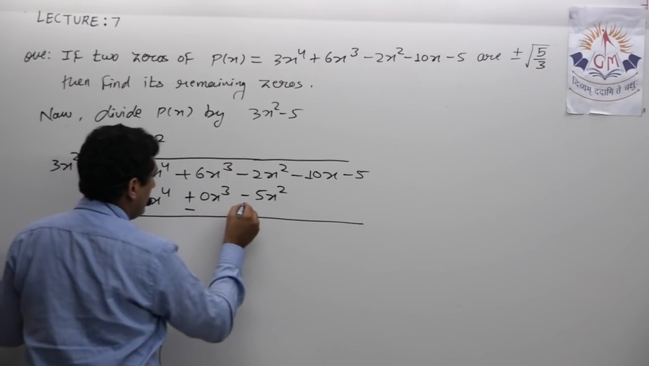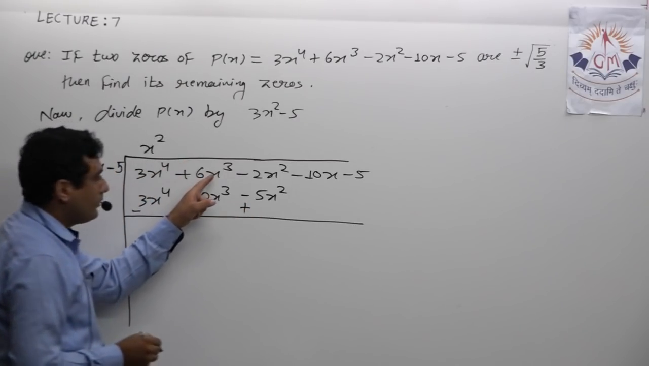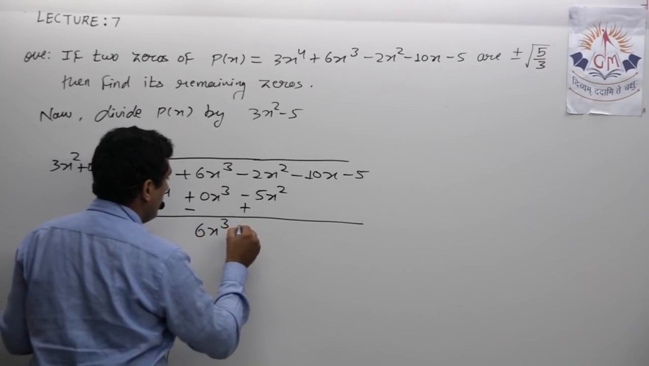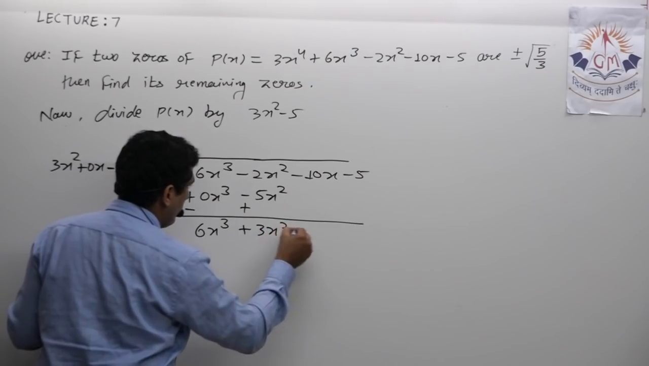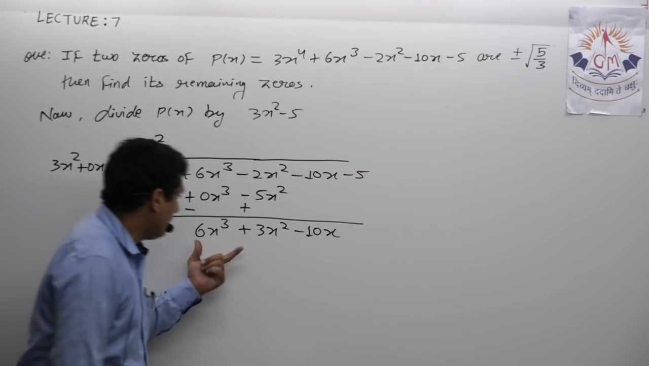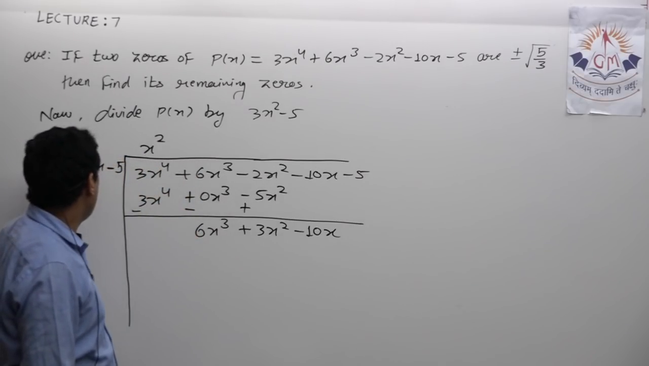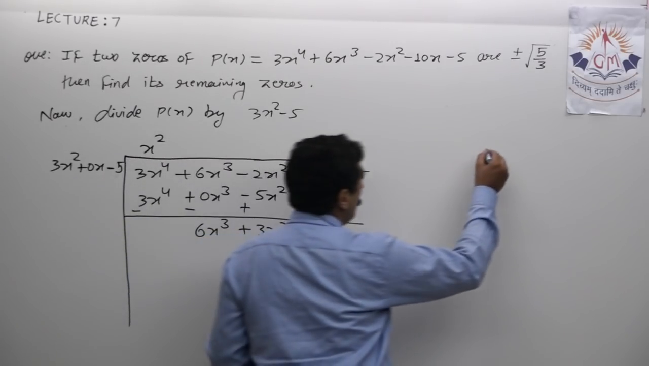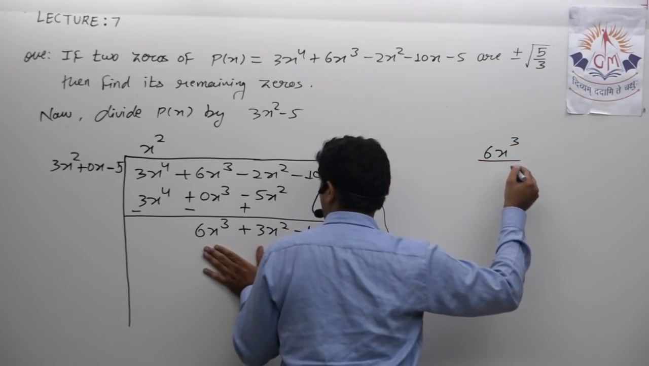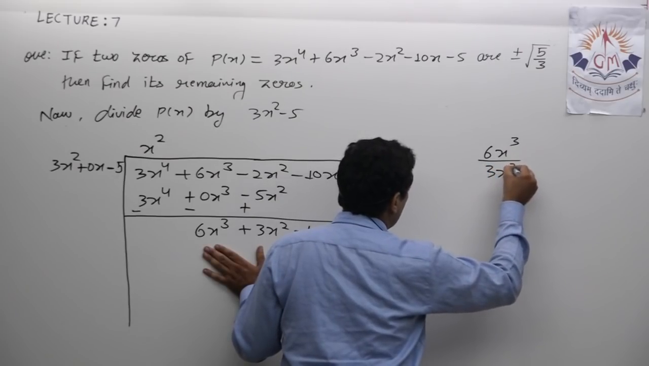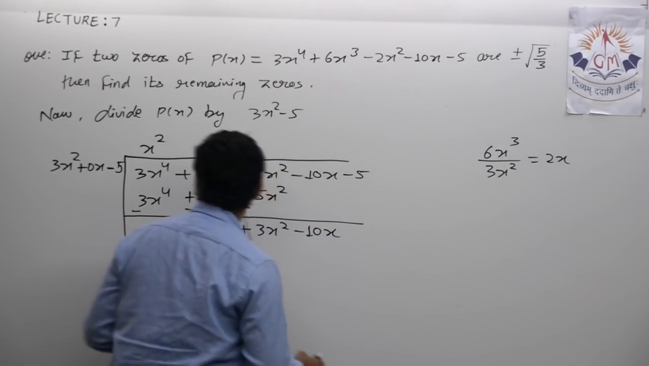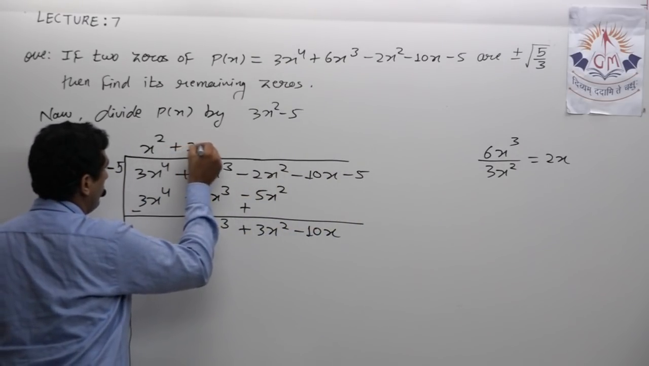Minus minus plus. This will cancel out. 6x cube minus 0x cube is 6x cube. Here plus 3x square, I will bring down the one term, that is minus 10x. So this is the new dividend. Now to get the new quotient term, I will divide the first term of the new dividend by the first term of the divisor. So here I will get 2x. Okay, I will put plus 2x over here.